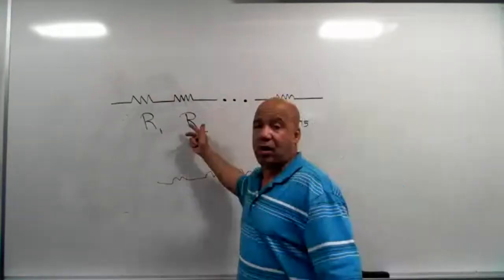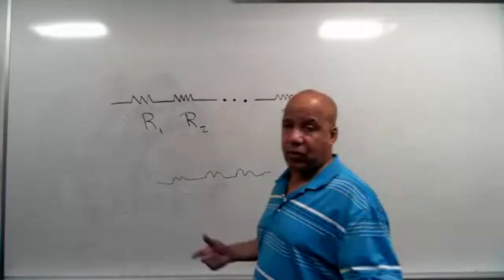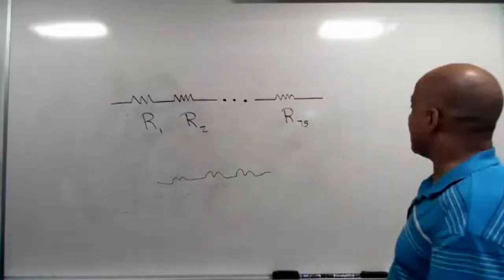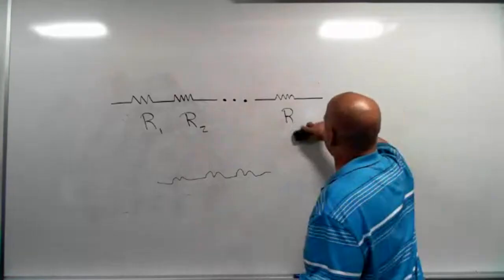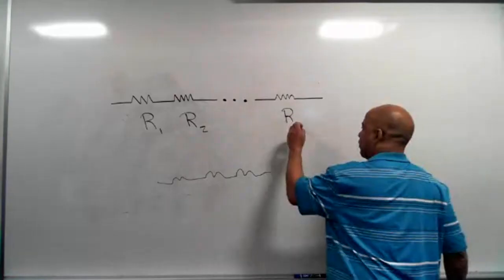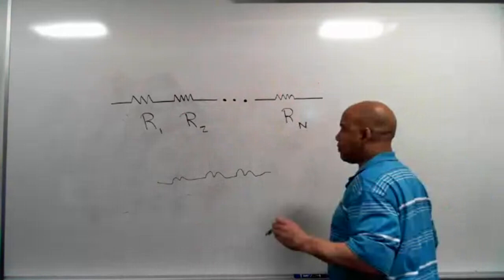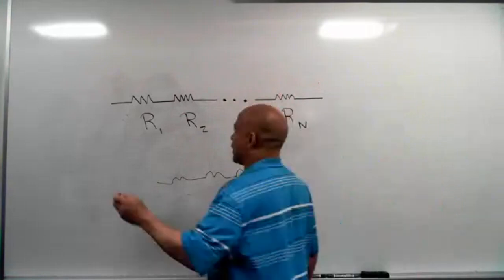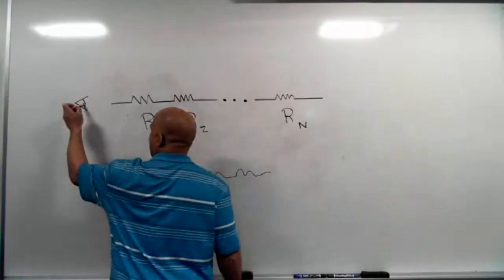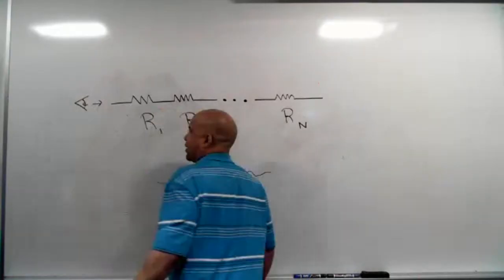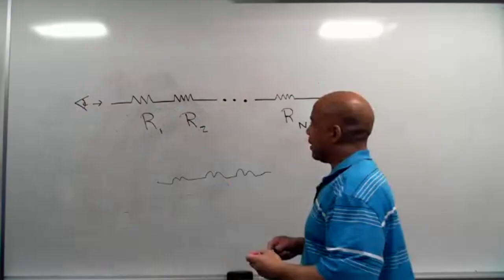I don't know what the values are of the ones that I'm not showing, but I do know there are N resistors in series. Here we're going to keep it general. We're just going to call this N. Now, let's say you're looking through here. This is your eyeball. You're looking into that resistor. Let's say you can see inside that resistor.